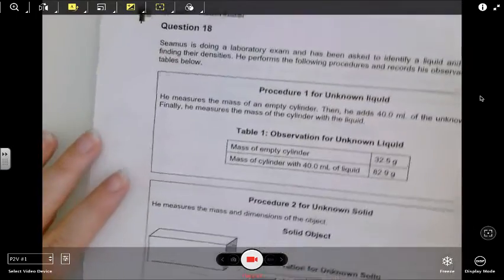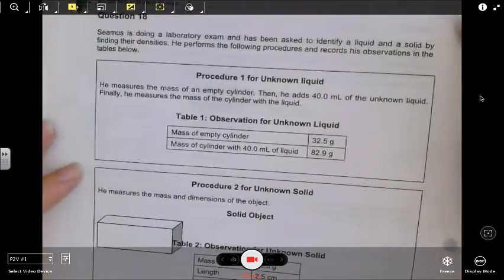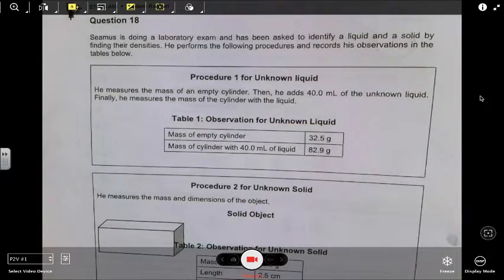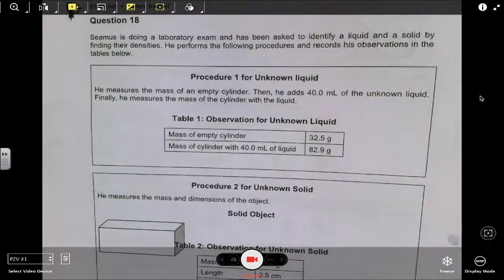Question 18. All right, so question 18 says, Seamus is doing a laboratory exam and has been asked to identify a liquid and a solid by finding their densities. Okay, so this was something that was mentioned in your checklist. It was saying being able to identify a liquid and a solid, like an unknown liquid or solid. So this is where this comes in. It's like they've given you something and either you have a multiple choice question like this where you have to match it up with the unknown, or you're going to have to calculate something. So here it even told us that we have to use it by finding their densities.